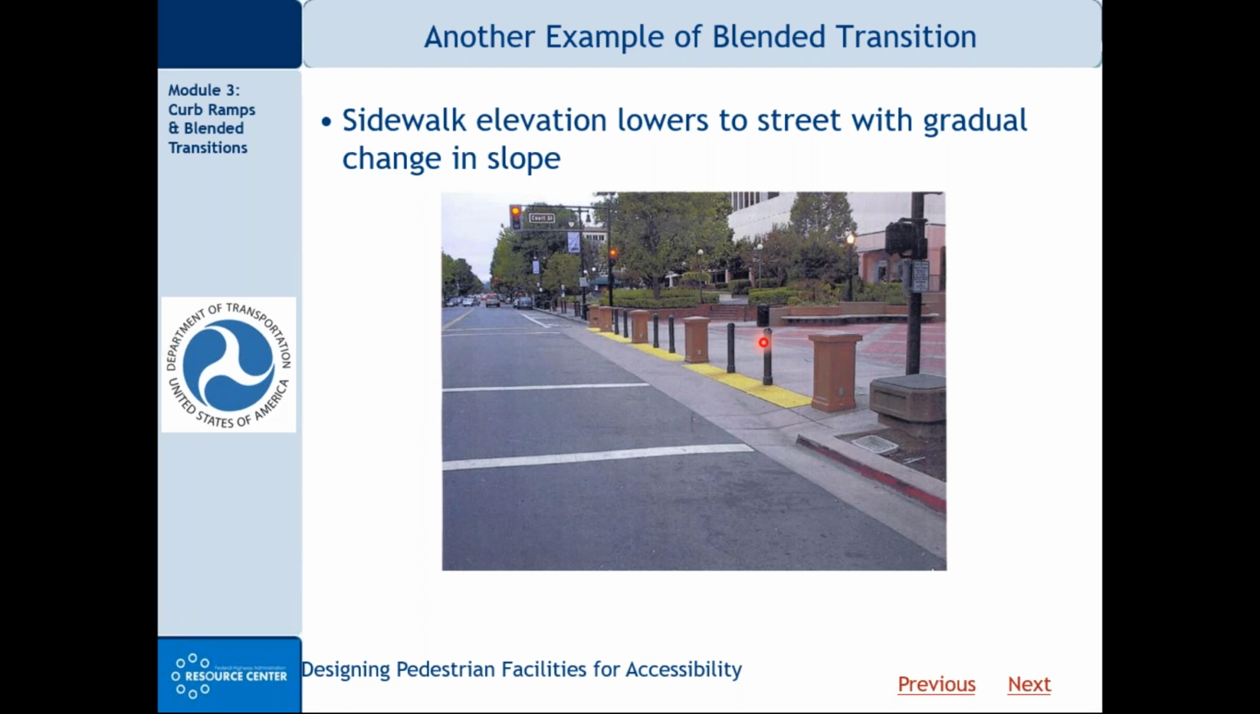So what the agency has done is put in detectable warning surfaces in addition to, it looks like, some concrete and steel bollards, because one of the issues with blended transitions is that drivers may mistake that area where the curb is missing for a driveway or for a roadway intersection and may actually turn onto the sidewalk. And so these are here to keep vehicles off the sidewalk.